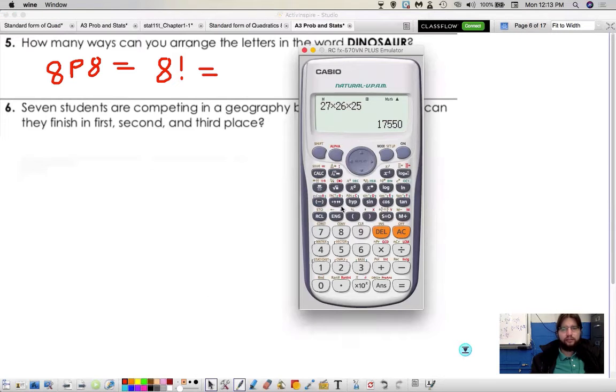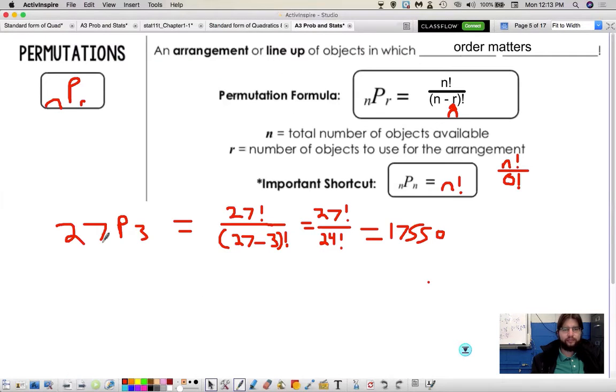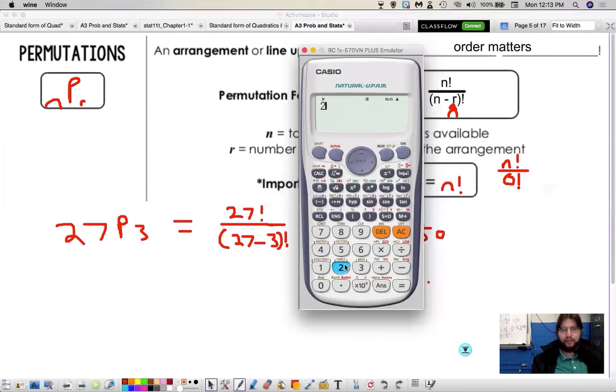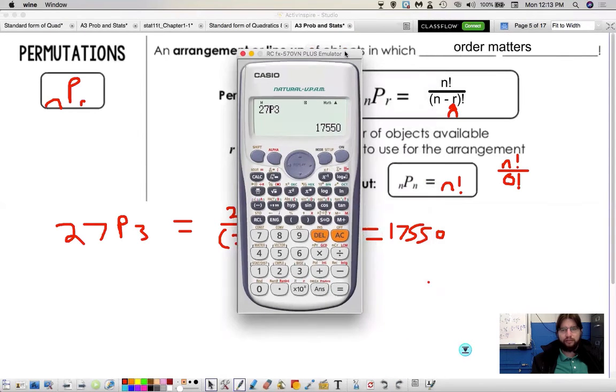Also, while we're here, let's go back for a second, sorry. 27P3 should be this number, right? So let's see how to do that on the calculator. 27, and if we look, the multiplication, shift, multiply, 3. We get the same result, 17,550.